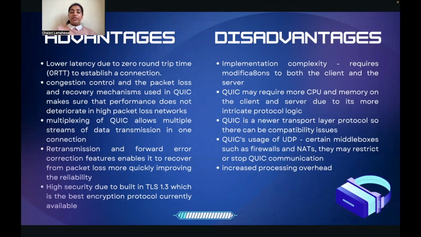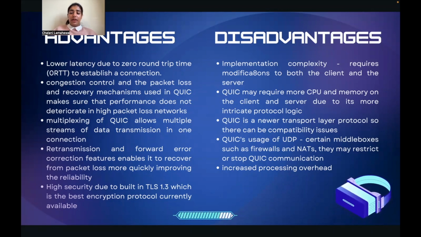Then we can talk about the disadvantages of using QUIC. Even though there are many advantages that make using QUIC very beneficial, there are still a few disadvantages that we can improve to make QUIC more reliable and faster. Then we have implementation complexity. QUIC requires modifications to both the client and the server, which makes the implementation of QUIC more complex. This is a disadvantage as it may take more resources to implement a QUIC transport layer protocol.